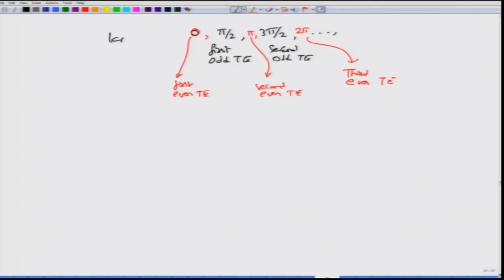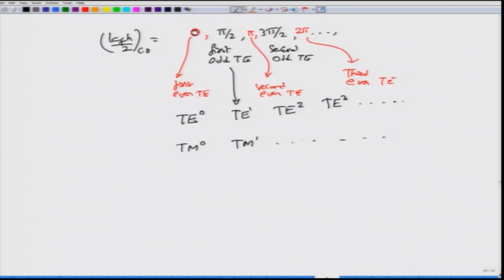When kappa f h by 2 under the cutoff equals 0, then you have the first even TE mode, and you represent that one as the TE 0 mode. Then you have the first odd TE mode, which you will write as TE 1. Then you have a second even TE mode, which is TE 2 and so on. Okay. Similarly, you will also have TM 0, TM 1 and so on, based again on the values of kappa f h by 2. Okay.